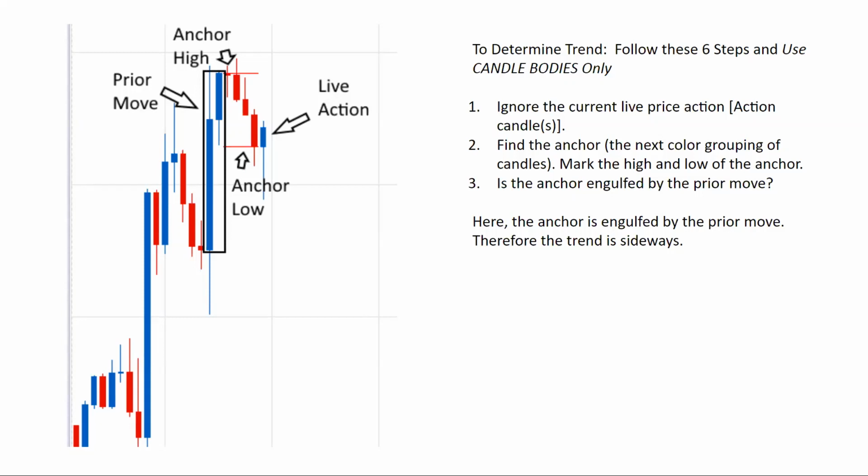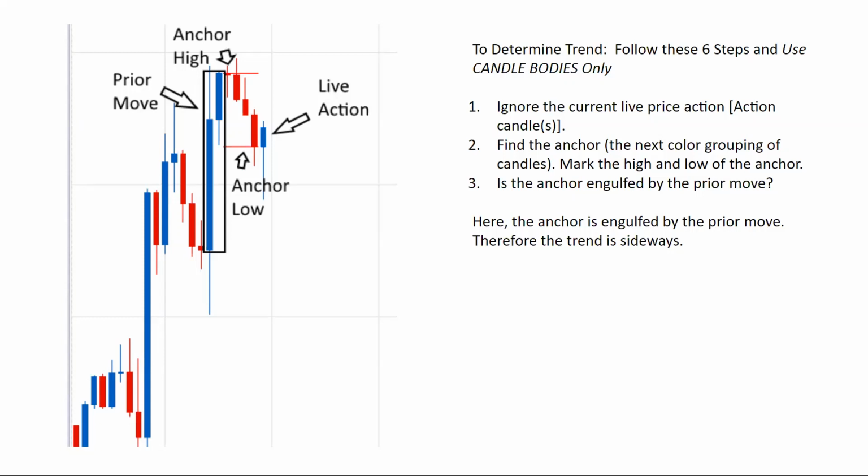We have to determine if price is sideways bias up, sideways bias down, or sideways bias up confirmed, or sideways bias down confirmed. Now, when the action move is also engulfed by the pre-anchor, what do we mean by that? You see how the live action move, the blue one, is actually between the highs and lows of the prior move or the pre-anchor move. It's inside the blue candle. The two blue candle moves inside the box.